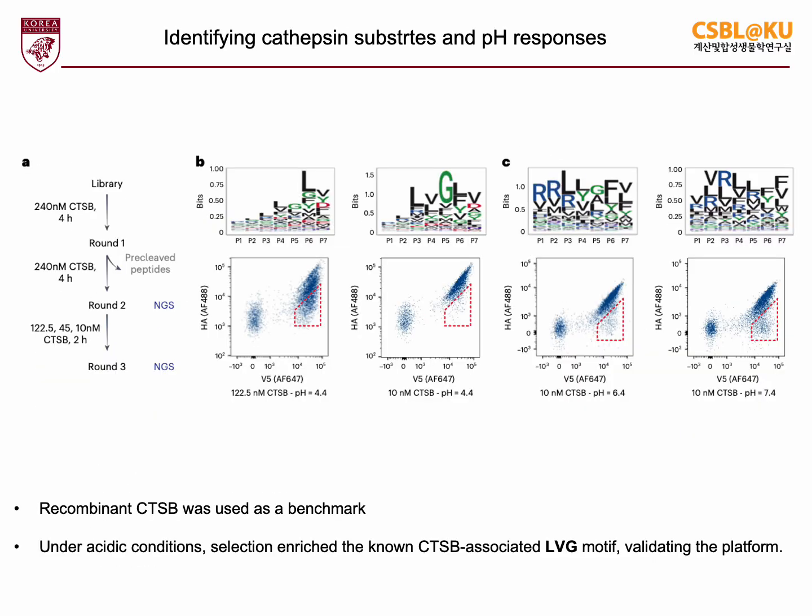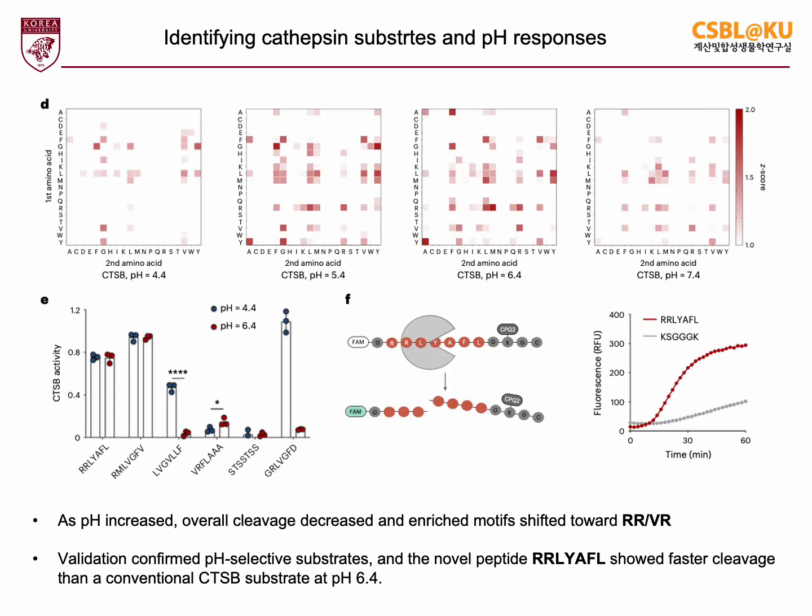And then the authors used cathepsin B as a benchmark protease to validate the PSURF platform. They first show that under acidic conditions, PSURF enriches the expected LVG-type motif, which supports that the screen can recover known CTSB substrate preferences. They then show that as pH increases, cleavage decreases, and enriched motifs shift toward RR and VR, indicating that PSURF can capture context-dependent changes in substrate recognition.